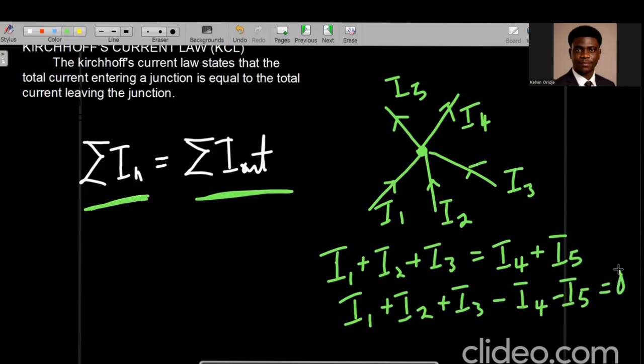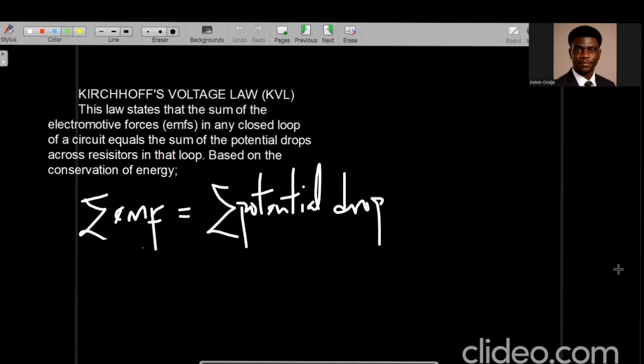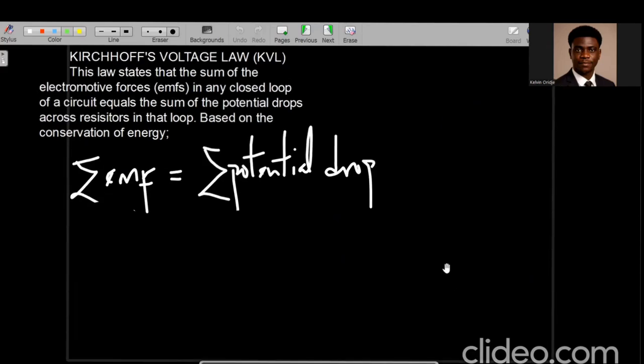So let's look at Kirchhoff's voltage law. Kirchhoff's voltage law states that the sum of the electromotive force, that is the EMF, in any closed loop of a circuit equals the sum of the potential drops across resistors in that loop. So based on the conservation of energy, we have that the EMF is equal to the summation of the potential drop. Let's picture a simple one-loop circuit. Let's say you have a one-loop circuit.